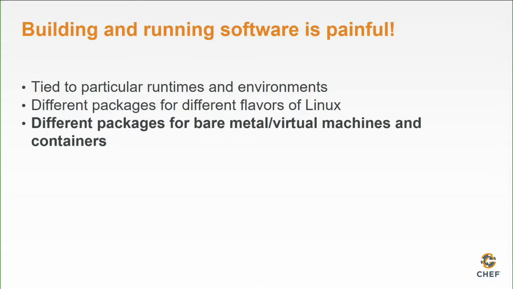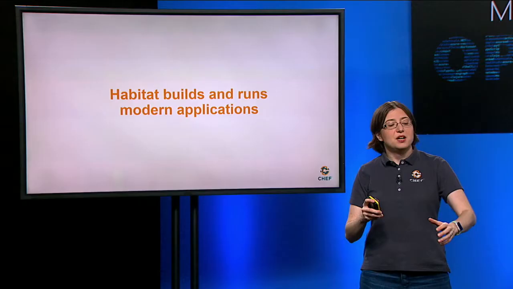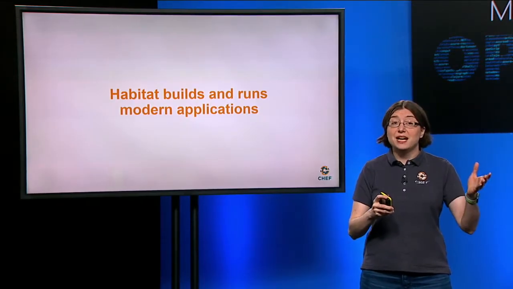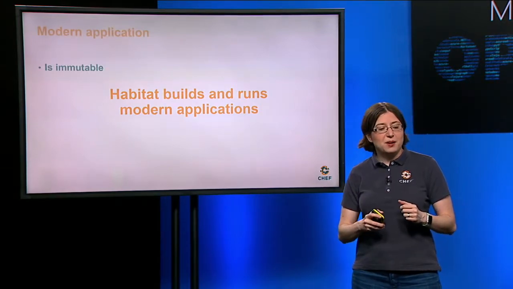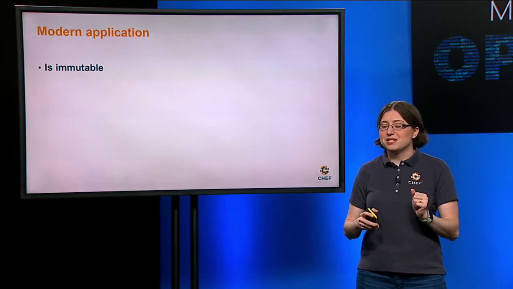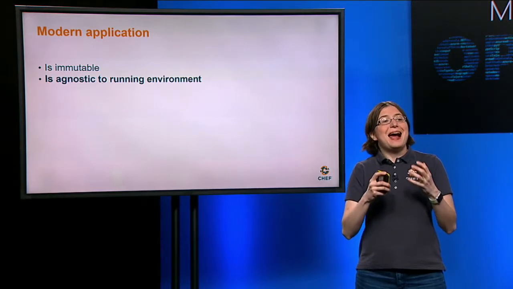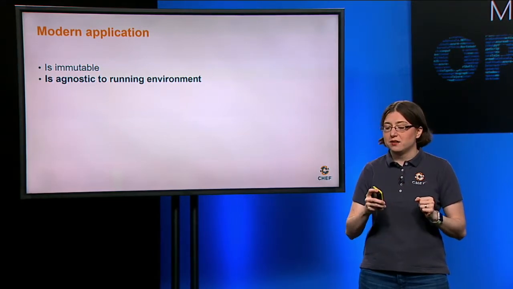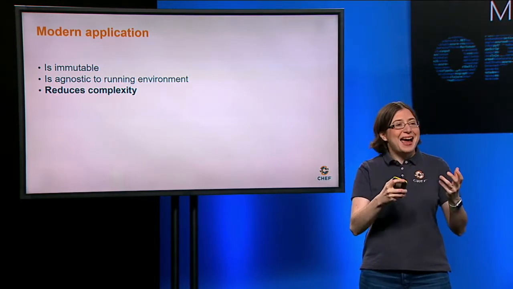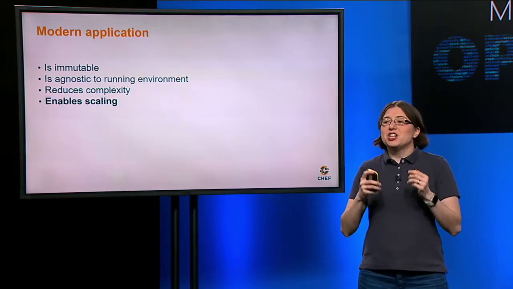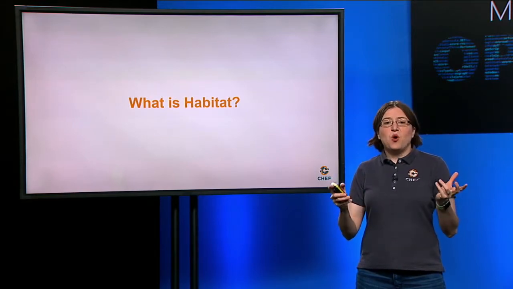Now, Habitat seeks to alleviate this pain through building and running modern applications, through transforming applications, including legacy applications, into what we call modern applications. Now, a modern application has a few key characteristics. First of all, it must be immutable. It must be agnostic to runtime environment. It should reduce complexity when it comes to automating it rather than adding in complexity. And it should enable scaling. So that's the why of Habitat.